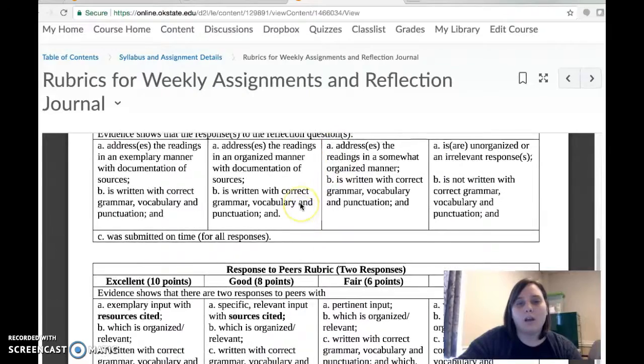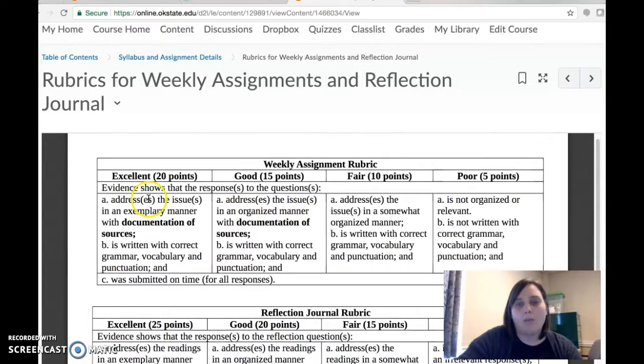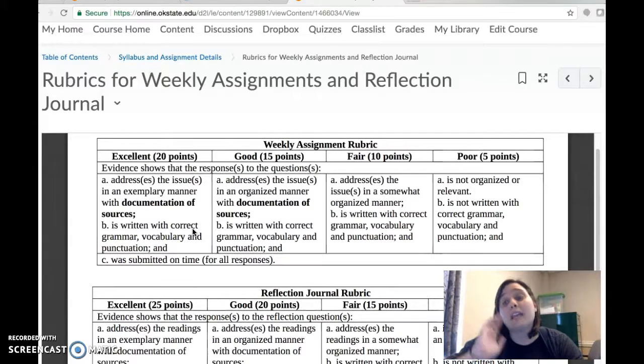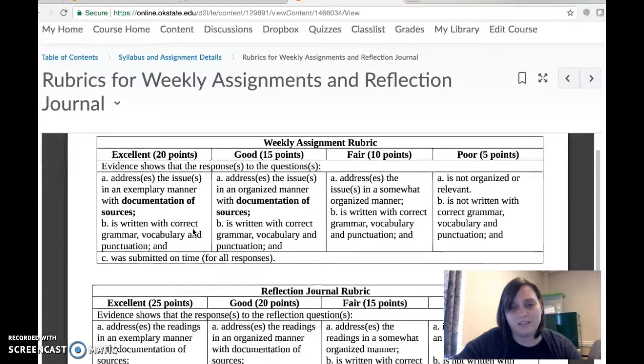And so if you want to know what a really good weekly assignment looks like, you document your sources, it's written correctly, and it addresses the issues in an exemplary manner. So I really care about documentation of sources. I really want to know that you're reading the book. That's my way to make sure that you're engaging with the content because we're not in class face-to-face.